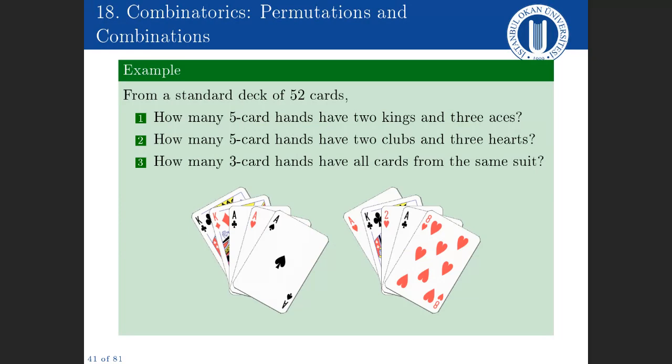Let's talk about cards. A standard deck of cards has 52 cards. That's 13 hearts, 13 clubs, 13 diamonds, and 13 spades. And the cards go ace, 2, 3, 4, 5, 6, 7, 8, 9, 10, jack, queen, king. Question 1, I should also explain, what does the word hand mean? When you play cards, you're given some cards which you hold in your hand. This is called a hand of cards.